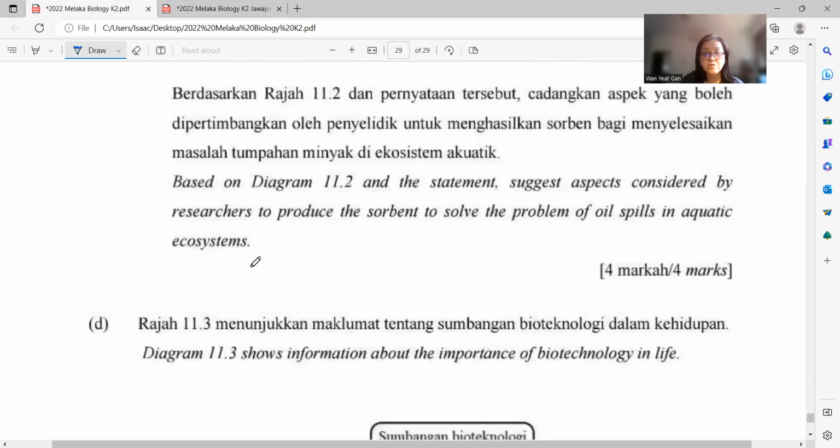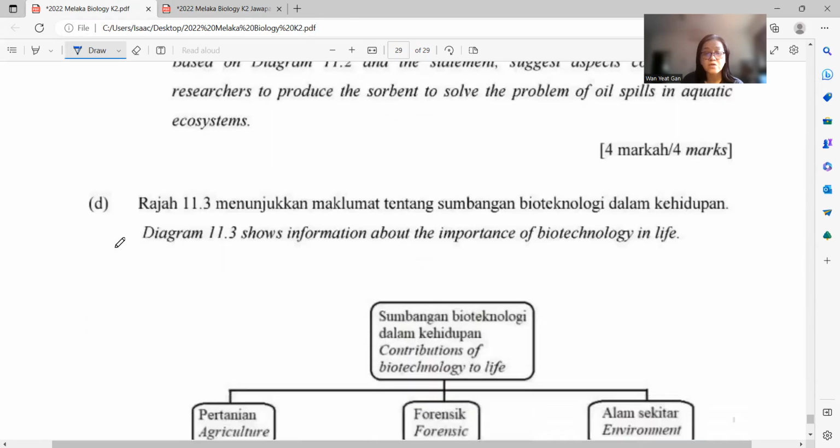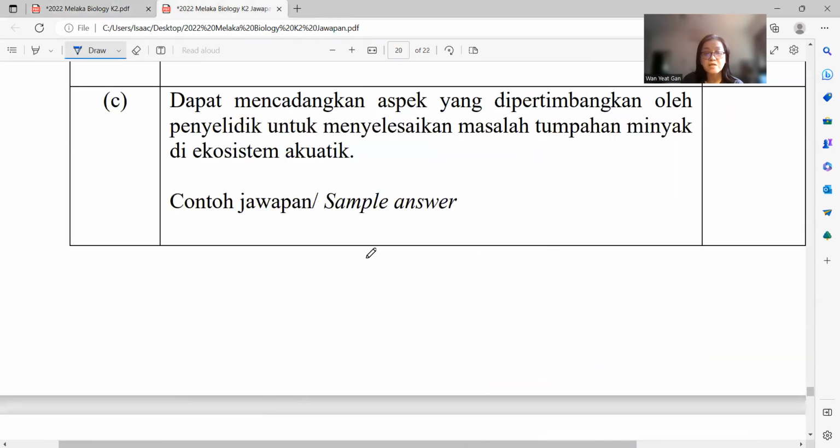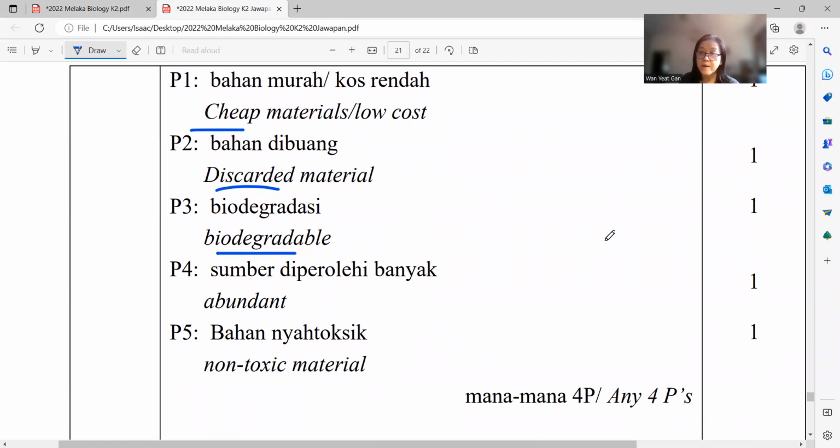Based on diagram 11.2, suggest aspects considered by researchers to produce a solvent to solve the problem of oil spill in an aquatic ecosystem. So the solvent must be cheap, easy to obtain, and easily discarded. And most important, it has to be biodegradable. And when you dispose of it, it won't cause toxic material to be leached out into the environment. Finally, it must be abundant, so it must be easily accessible and obtainable.